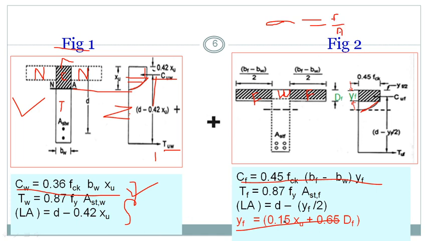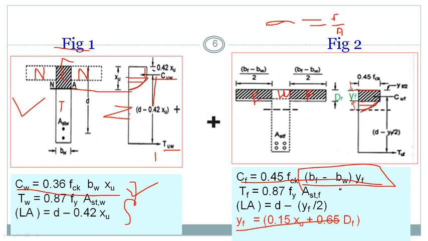So we have to calculate the compressive force in this flange region. The stress at the topmost fiber is 0.45 fck, and it is uniform up to this, but not uniform up to this. So for this we have an equivalent depth. We are making it uniform here by multiplying by a modification, that is yf. So 0.45 fck, and this will give me the area of that modified rectangular stress block.